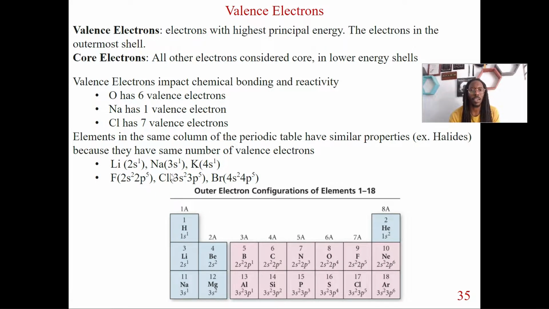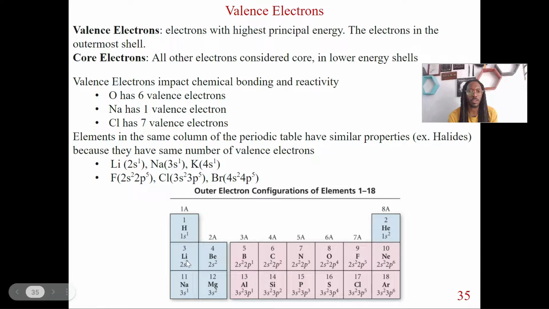Because it's the outermost electron, as we see here, we have 2s1, 3s1. So this entire column has one electron in the outermost shell. And because it has that one electron in the outermost shell, they're going to have the same properties. We see this when we do the electron configuration. This one electron is in the outermost shell.